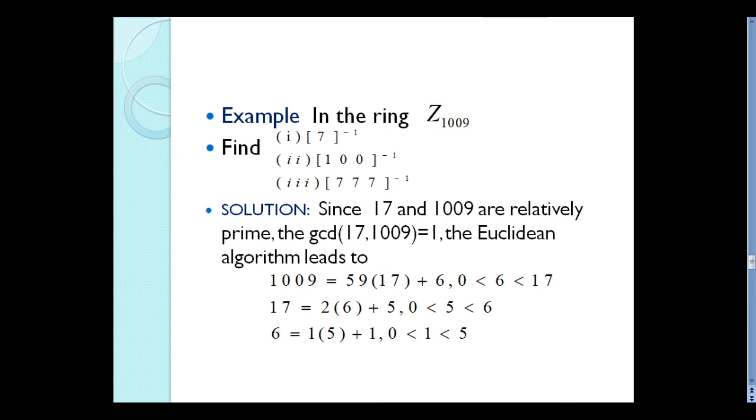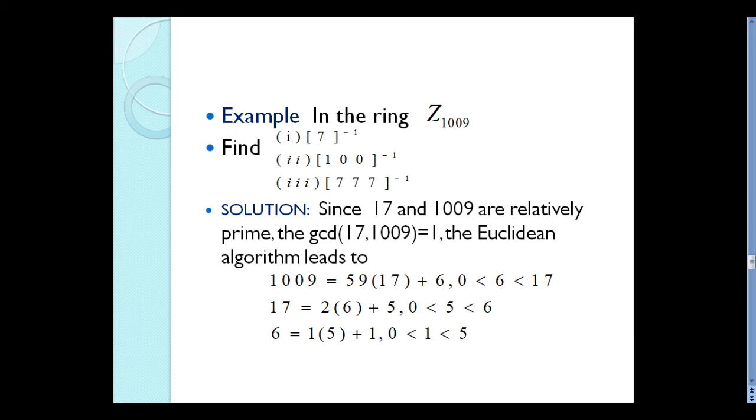So example, in the ring Z 1009, find 17 inverse, 100 inverse, and third one 777 inverse. Now to find the solution. So this problem can be solved with the help of properties of congruences. Since here it was given, we want to find out 17 inverse, then 100 inverse, 777 inverse. So we take 17 and 1009 are relatively prime.